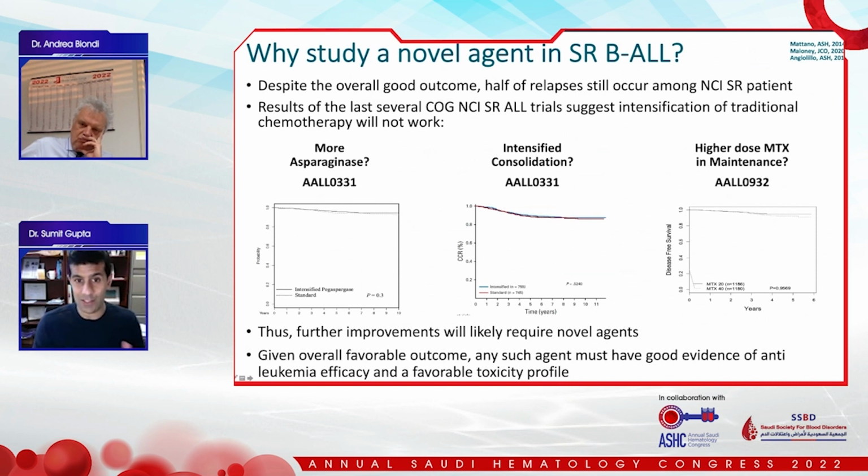So we really have two choices. We can either say, we accept what the outcome is for these patients right now, and we don't think we can improve further, or we try a novel agent. And there are pros and cons to both of those strategies, but it probably is a little bit black and white like that. However, if we are going to try a novel agent, given the overall favorable outcome, that agent has to have both good evidence of anti-leukemia efficacy and also have a favorable toxicity profile.